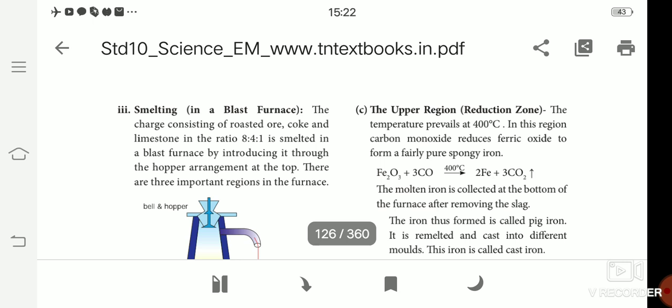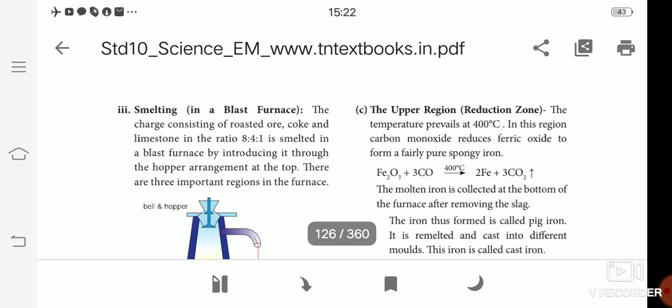It is smelted in the blast furnace by introducing the charge through the cup and cone arrangement at the top. In this region, the iron is heated to a very high temperature, and the pure iron is collected at the iron outlet. This is the blast furnace method.